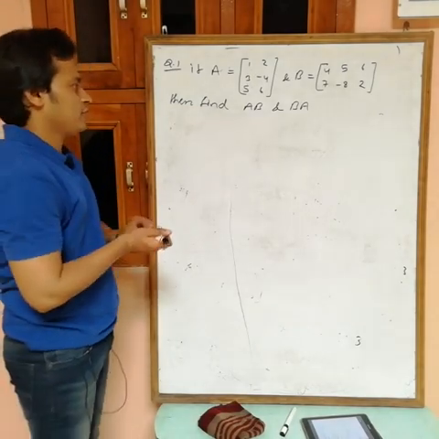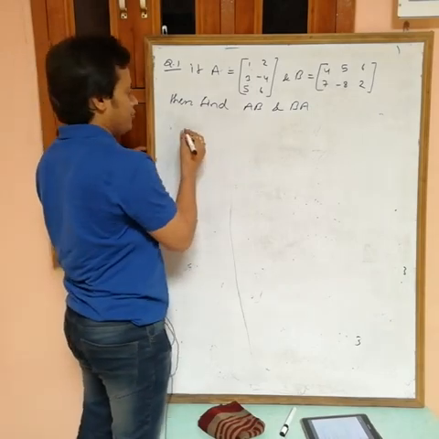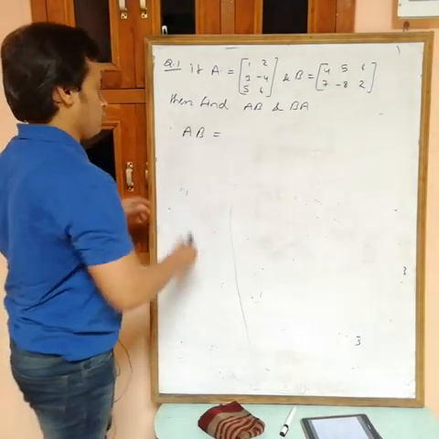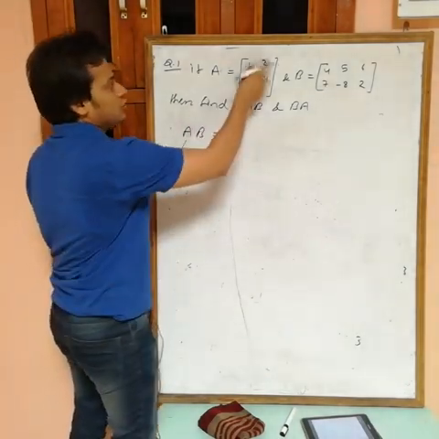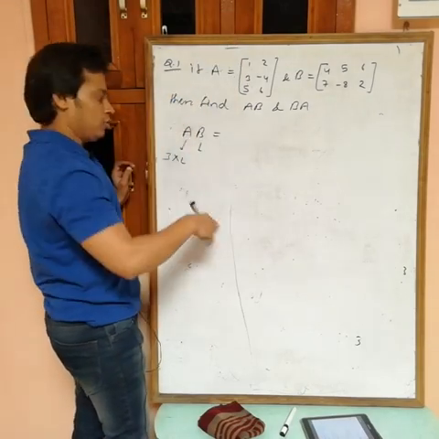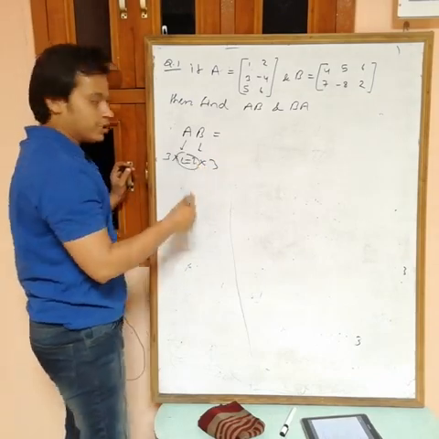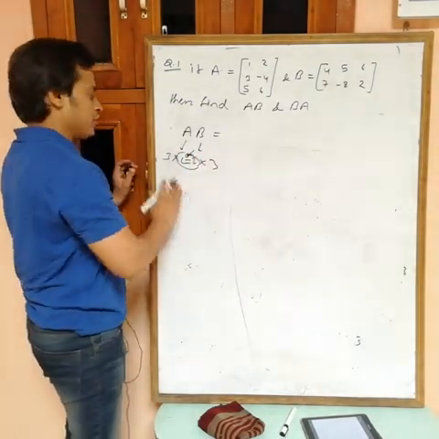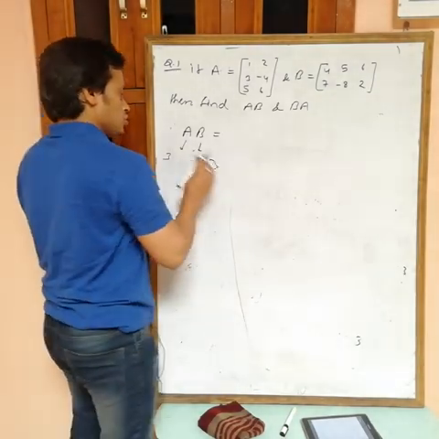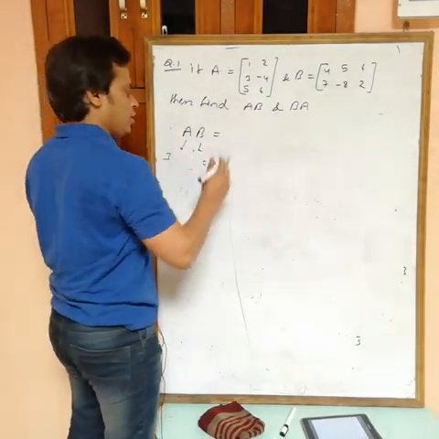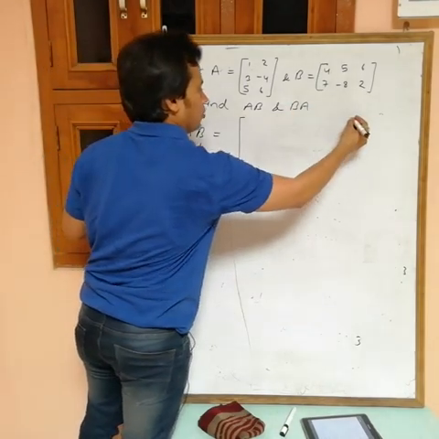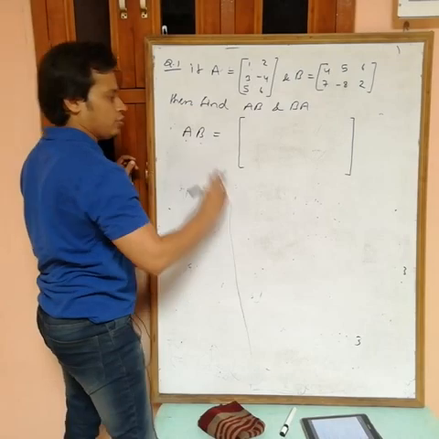Now see, first, what do you want? AB. So first we have to identify whether AB is possible or not. The order of A is 3 rows and 2 columns, so 3 by 2. The order of B is 2 rows and 3 columns, so 2 by 3. These inner numbers are the same, so it is possible. Now the order of AB is 3 by 3. So one thing is clear: AB is possible and its order is 3 rows and 3 columns. Suppose I am writing this one, 3 by 3.